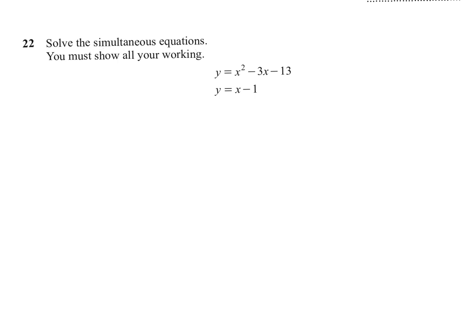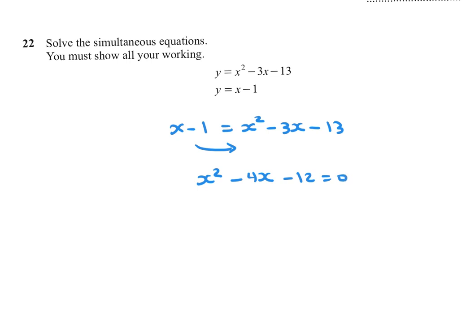22. Solve the simultaneous equations. Show all your working. y = x squared minus 3x minus 13, y = x minus 1. We can solve by substitution. So substitute y by x minus 1. So x minus 1 equals x squared minus 3x minus 13. Now transpose x minus 1 to the other side. Now you have x squared, negative x and negative 3x, so negative 4x. And transpose negative 1 to positive, so negative 13 plus 1, so negative 12.